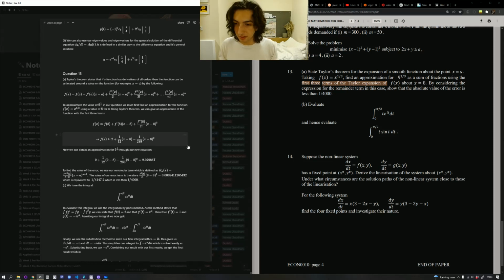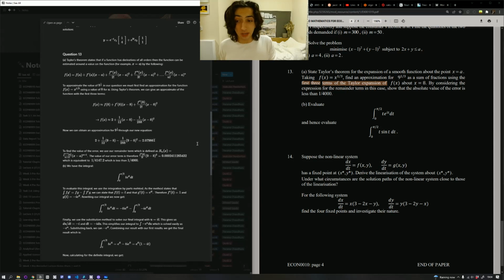So that's your function. Now, how we approximate 9 to the power of a third is we just insert 9 into that function. Okay? From this, all the values are just essentially going to be 1. So we're going to do 2 plus a twelfth minus 1 over 288. And what we get is 2.079861 recurring. And that has an error term that is less than 1/4,000.